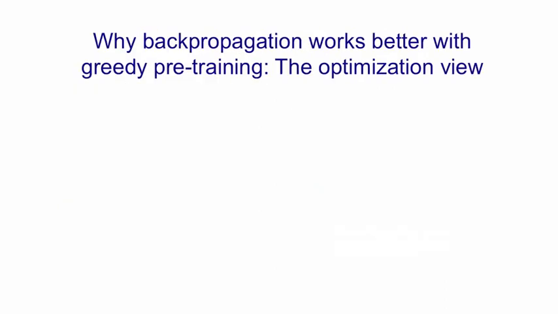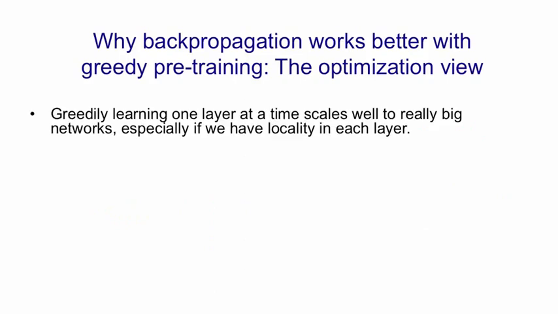We need to understand why backpropagation works better when we pre-train the weights. And there are really two effects: an effect on optimization, and an effect on generalization. So the pre-training scales really well if we have big networks, especially if each layer has locality. So if we're doing vision, for example, and we have local receptive fields in each layer, then there's not much interaction between widely separate locations. And so it's very easy to learn a big layer more or less in parallel.